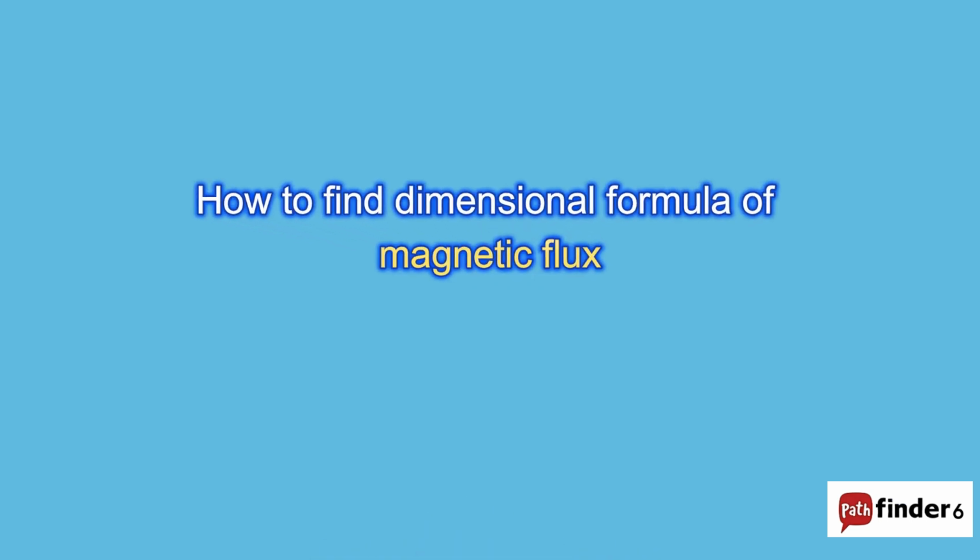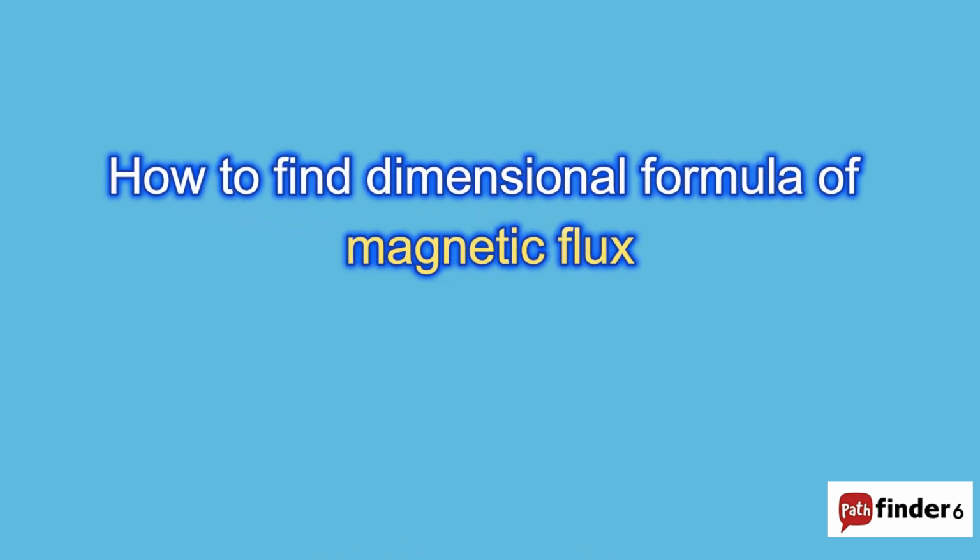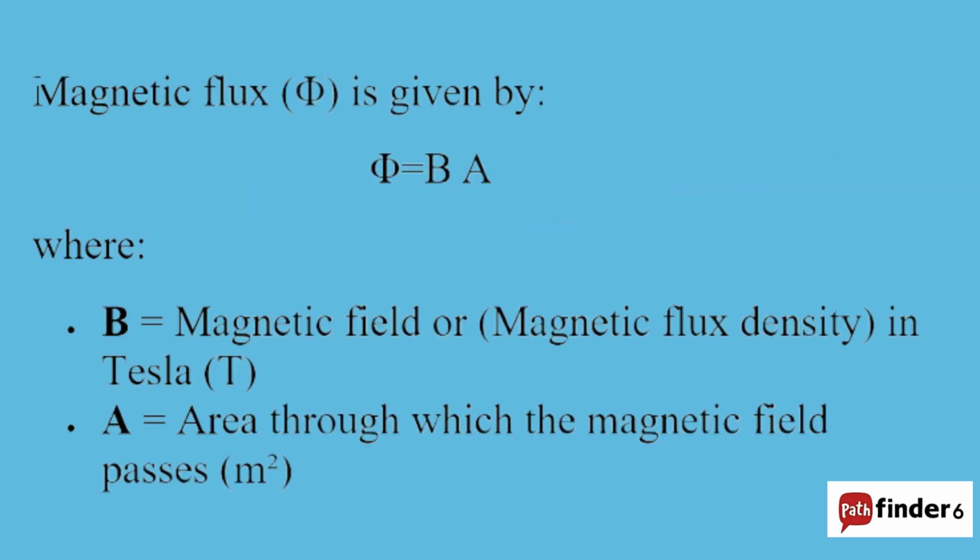How to find the dimensional formula of magnetic flux. Magnetic flux is given by phi is equal to BA, where B is magnetic field or magnetic flux density. Unit is Tesla. A is area through which the magnetic field passes. Unit is meter square. Let us start to determine the dimensional formula of magnetic flux.